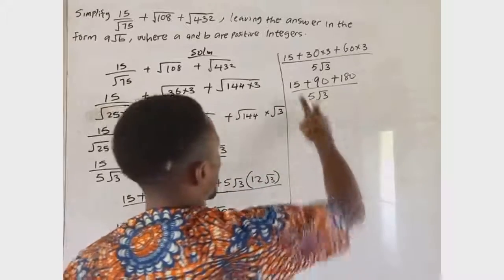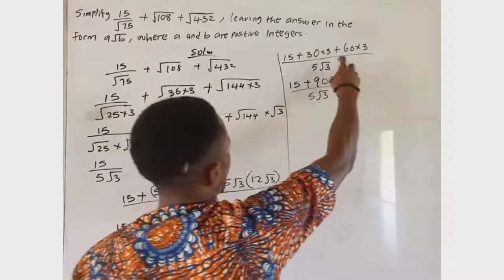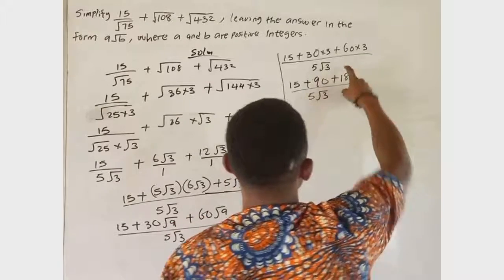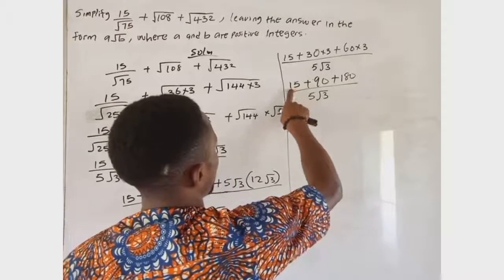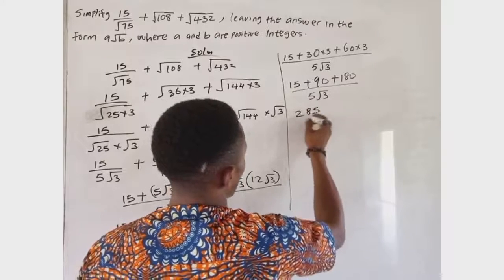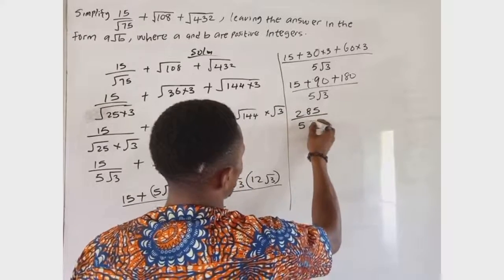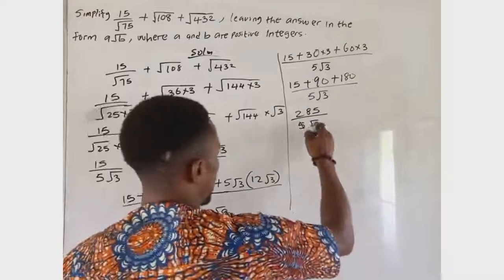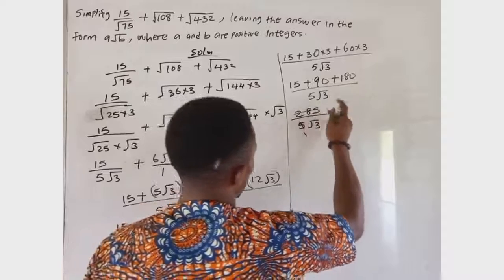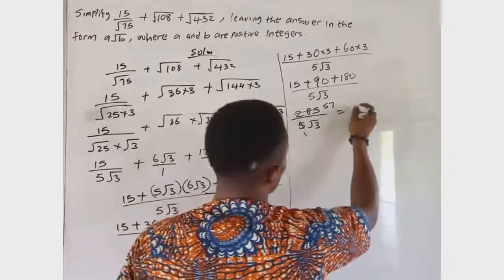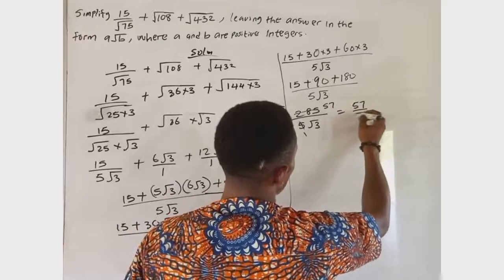So in this place, let's add all this together. This plus this gives us 270, right? 270 plus this 15 is 285. We have 285 divided by 5 root 3. So in this place, 5 can go here. 5 can go in this place. We have 57 divided by root 3.